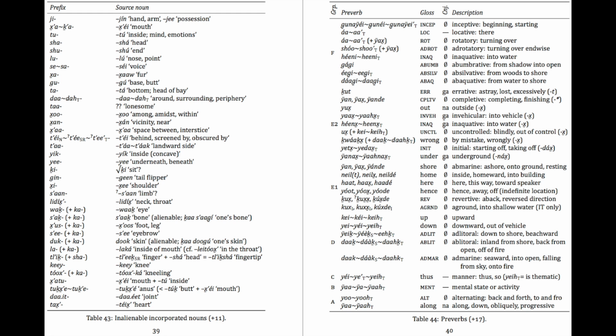Inland from shore, back from open, off of fire. So off of fire would be another one, right? Like it's coming off of the fire, which is interesting that it would use the same thing. And so dak would mean going up to the inland, away from the ocean.